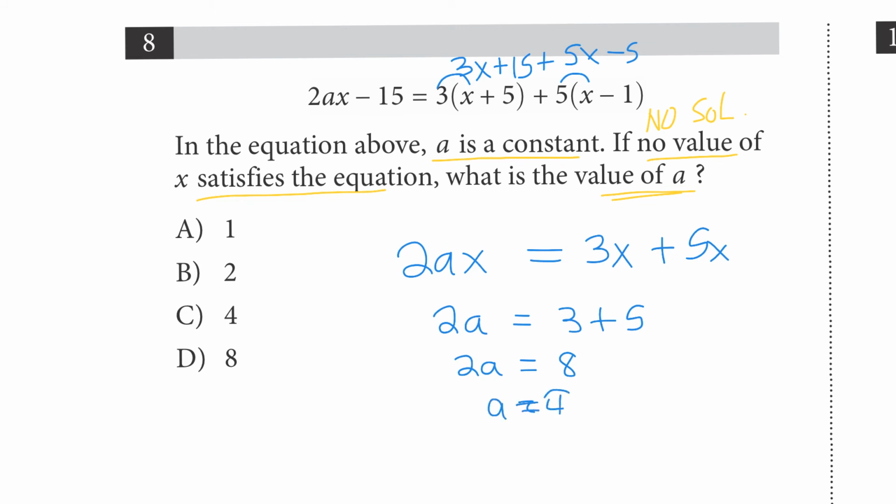So if a is equal to 4, then the x's will cancel out on both sides, and you wind up with no solution. So if I had 8x plus or minus 15 on the left-hand side, and if I had 8x plus 10 on the right-hand side, it doesn't matter what these constants are. If we have 8x here and 8x there, those are going to cancel out, and you will have no solution. Okay? So in this problem, the answer was a has to be 4, so that there is no solution. Answer C for number 8.